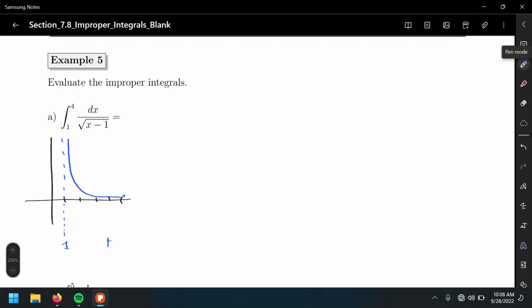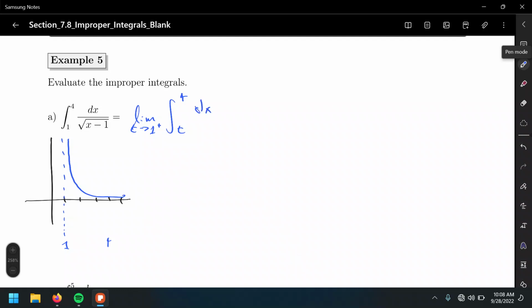We need to be very specific with the limit, so that's from, let's call it t, to 4, as t approaches 1. However, we need to be very specific with the limit, because we are only approaching from the right. There's no graph to the left of the asymptote, and we are not integrating somewhere before this vertical asymptote.